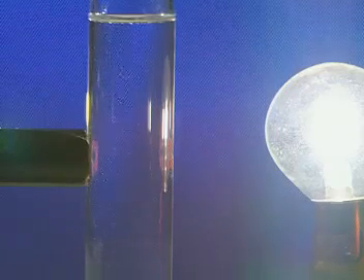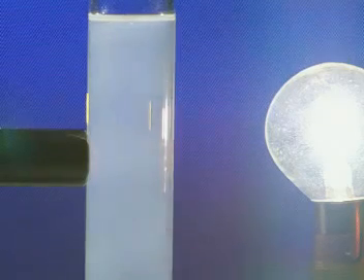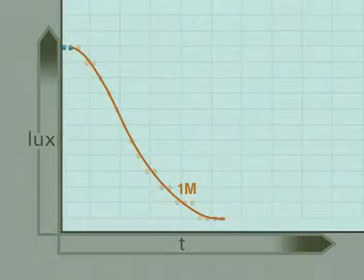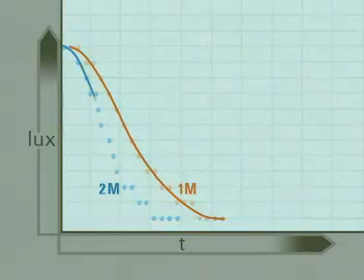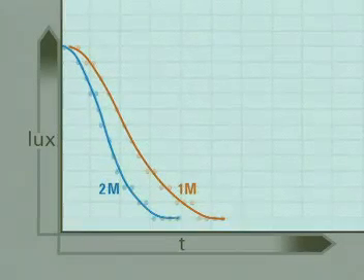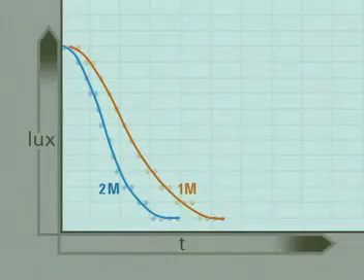Once again, the data is collected and a graph of light passing through the solution is plotted against time. It's still a curve, but this time the curve is steeper. The sulfur has been produced more rapidly. The rate of the reaction has increased.